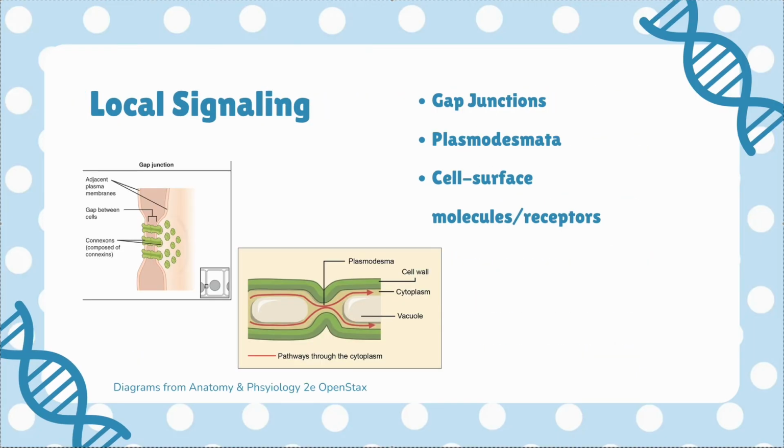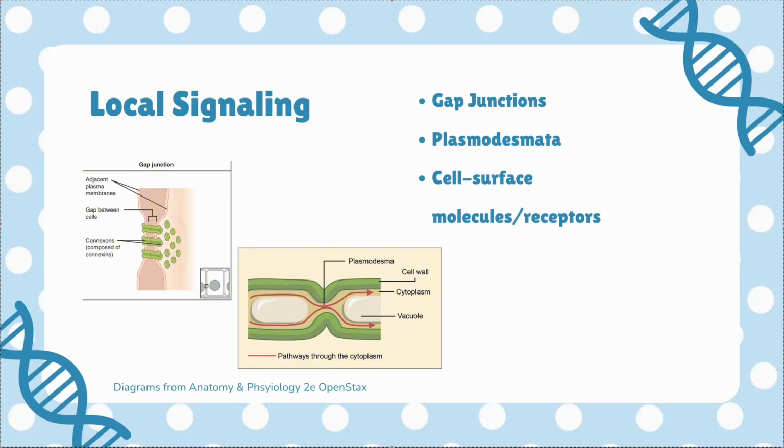So now we have local signaling. Local signaling is basically all types of signaling besides endocrine and exocrine signaling. So we have gap junctions. These are a type of cell junction in the animal body. Now, gap junctions are crucial in paracrine signaling, like the nearby local signaling.